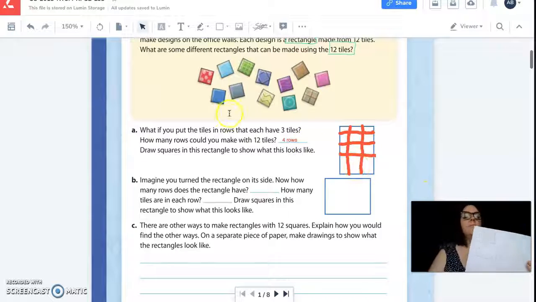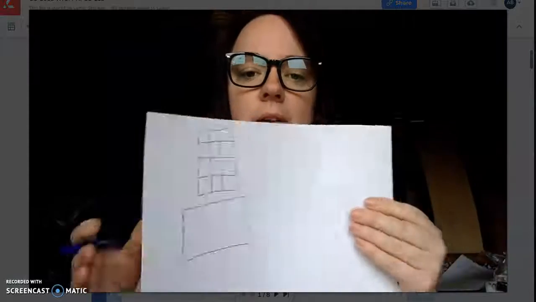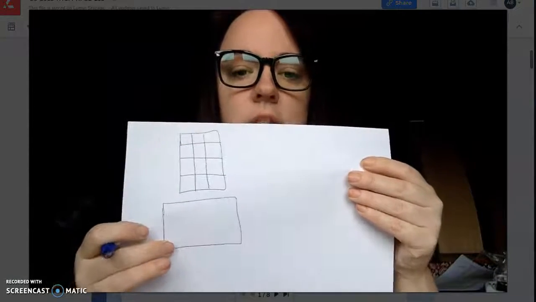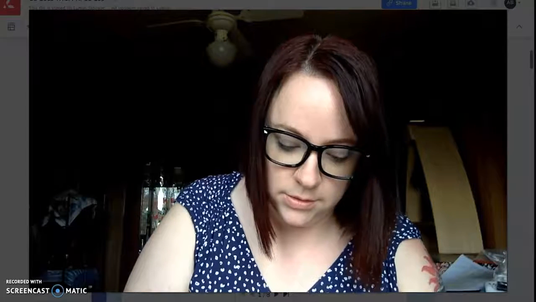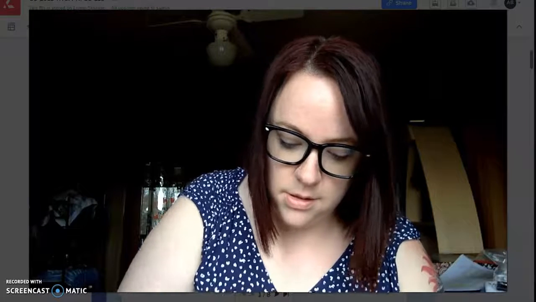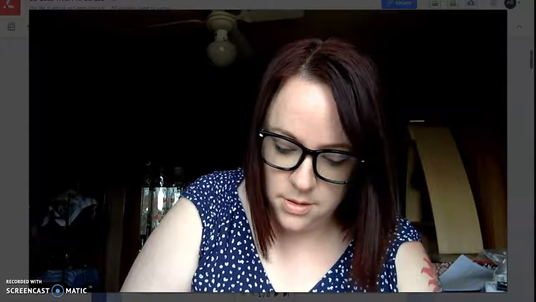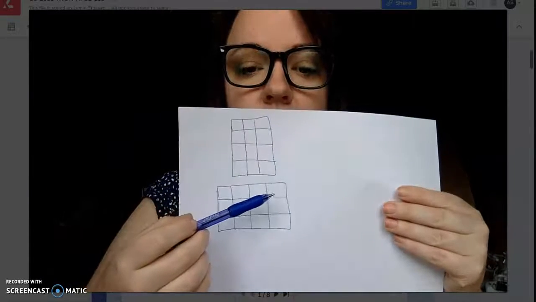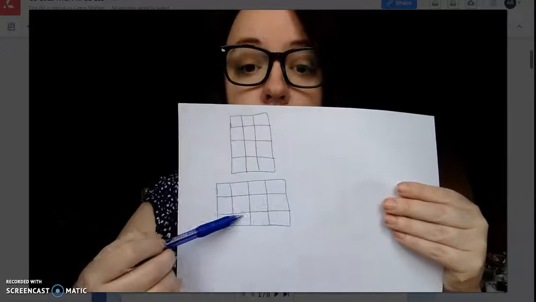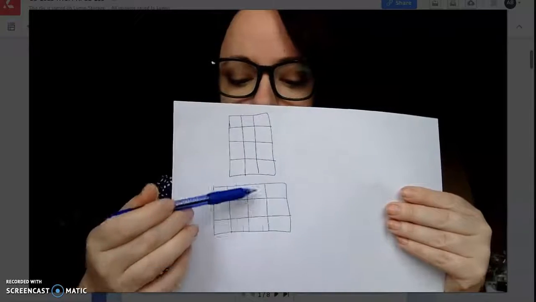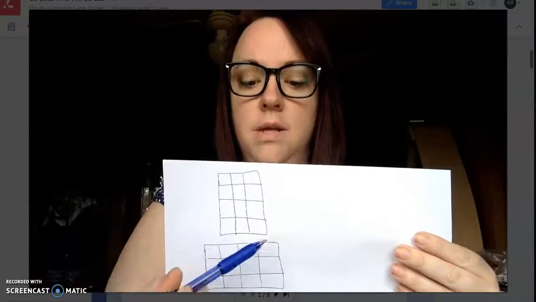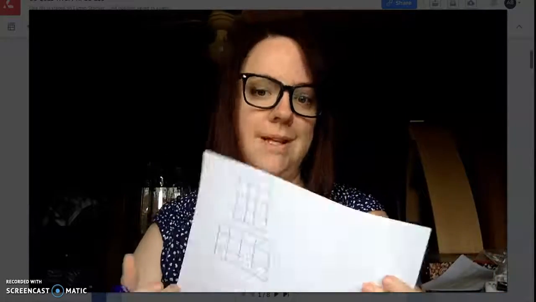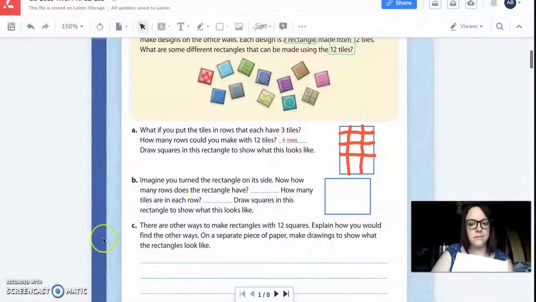Now, on the bottom one, I'm going to make, let's see, so you can see me a little bit better. Okay, there, so you can see me a little bit better. Okay, so I made that. Now we need to turn it so it's on its side. Now I'm going to draw what it looks like. Okay. So I just turned it. So now we have how many rows? 1, 2, 3. And how many columns? 1, 2, 3, 4. So when you turn it, it does the opposite. Before we had 3 columns and 4 rows. And now we have 3 rows and 4 columns. So it just turns it. They're the same numbers.